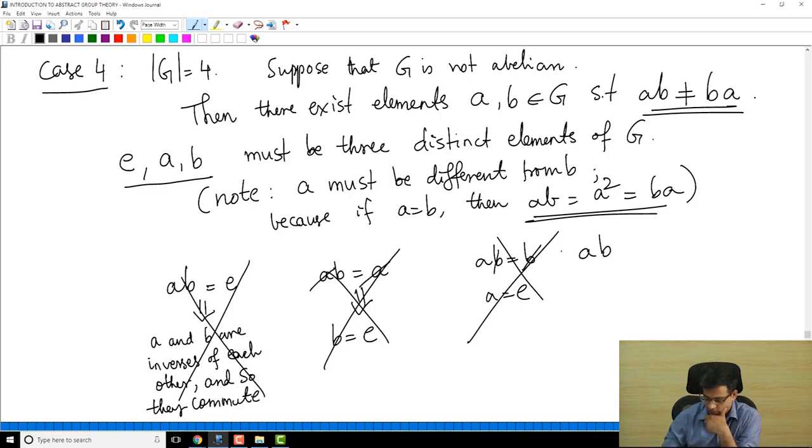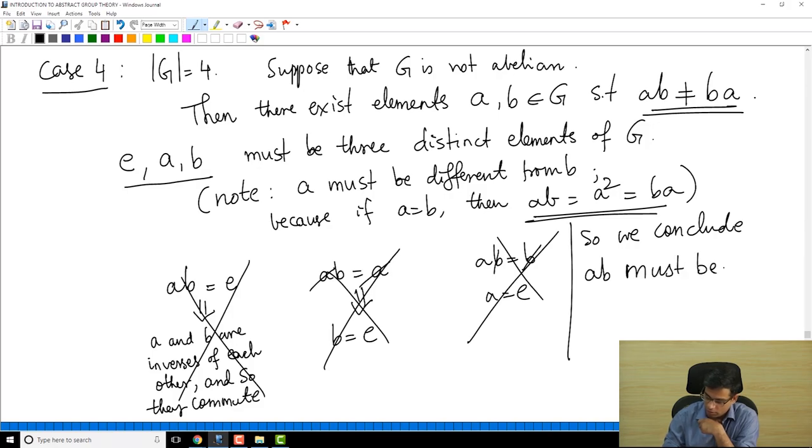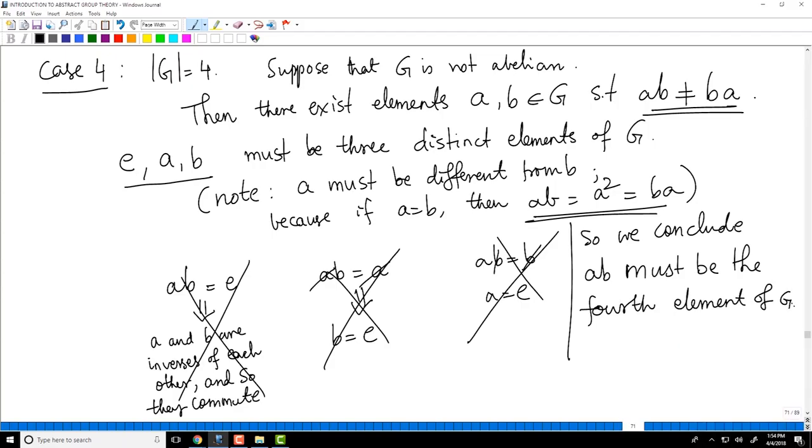So, we conclude ab must be the fourth element of G. So, G must be {e, a, b, ab}, right? Because we already have 3 elements, e, a, b, and ab can't be any of them. ab can't be e, ab can't be a, ab can't be b. So, ab must be the fourth element.